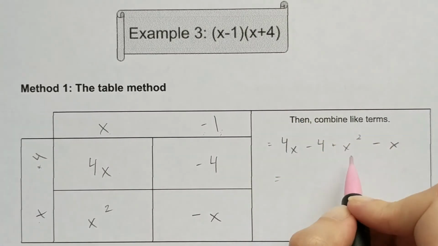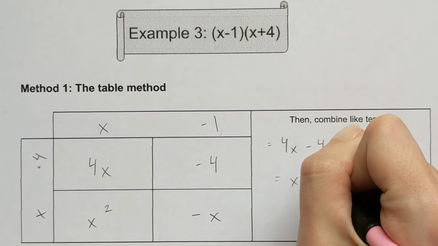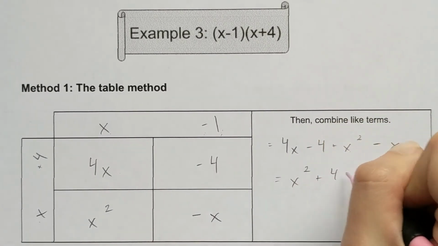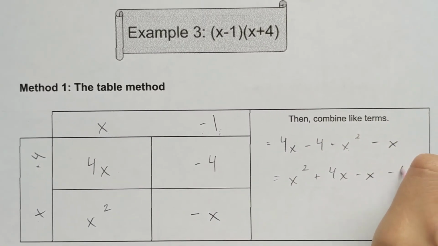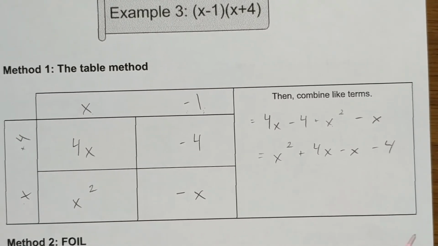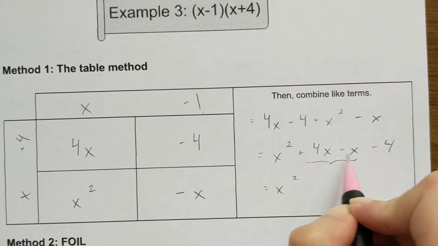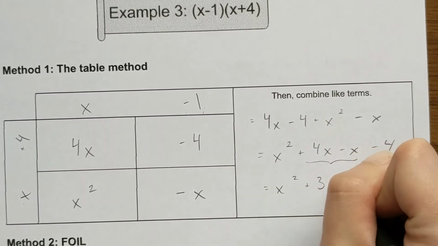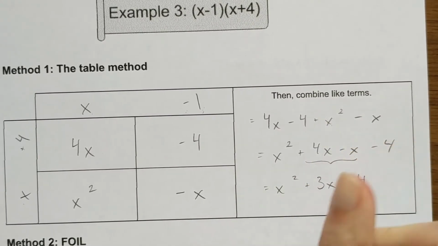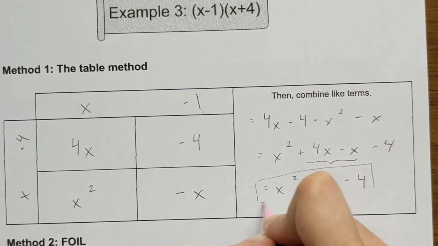I'm going to rearrange to put my x squared first, then my x's, then my numbers. I can combine my like terms in the middle here. 4x minus x is 3x, and then minus 4 is your answer.